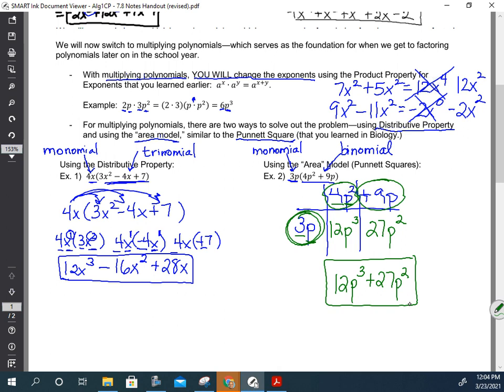Any questions on 1 or 2 in here? If you take a test, I'm not going to tell you which way you have to use. If you prefer Punnett squares, then you do Punnett squares. If you prefer distributive property, you use distributive property. When you submit your work, it's going to show which way you did it. Any questions from anyone at home?